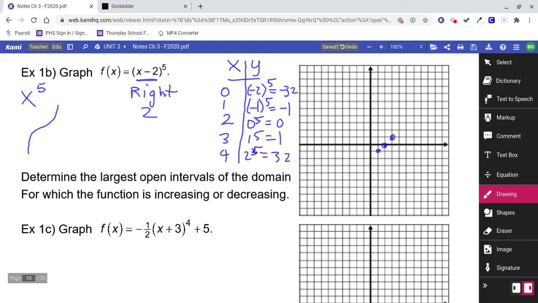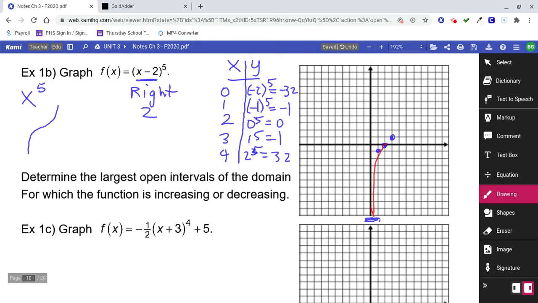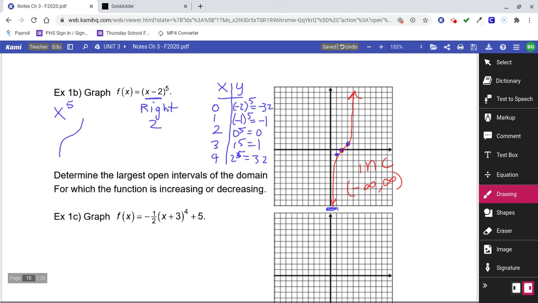Looks like a straight line, but it's not because at 0 it's going to be way down here at -32 somewhere. So you can draw that graph through there. Looks an awful lot like x to the 3rd in this case. Determine the largest open intervals for the domain for which this function is increasing or decreasing. Well, again, it's increasing the whole time. So you could say it's increasing from -infinity to +infinity. That will not happen in every single graph, every single problem. But it does in this case.